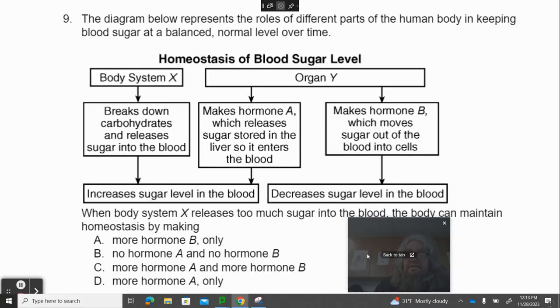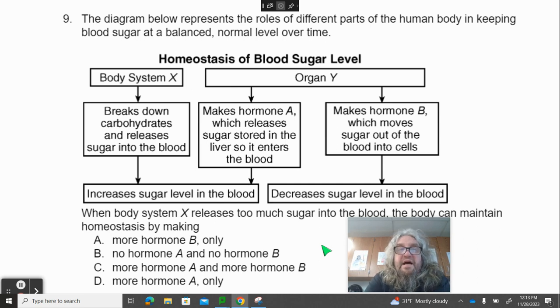Number nine. The diagram below represents the roles of different parts of the human body in keeping blood sugar at a balanced normal level over time. Homeostasis of blood sugar level.